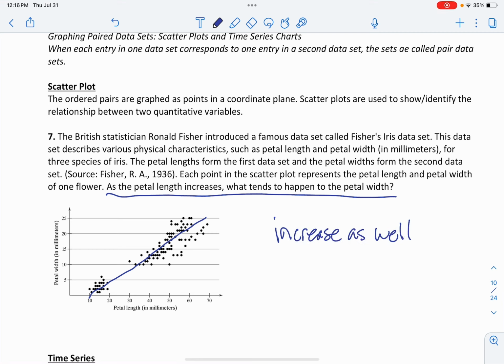So for scatter plots, you really are looking for general trends. Of course, it's not going to be a perfect trend, or else they'd all be on a straight line. But general trends is what we look for. We'll see more about scatter plots in Chapter 9.